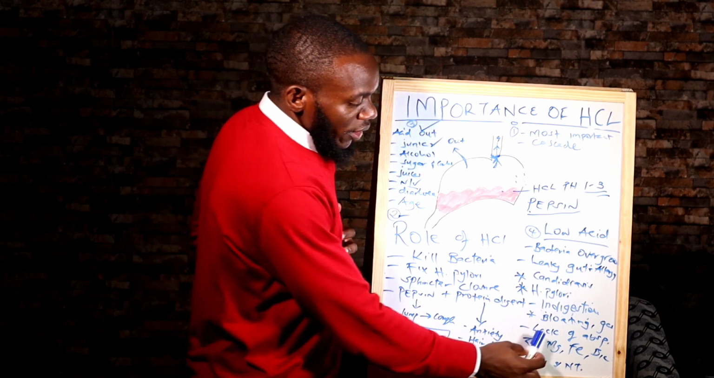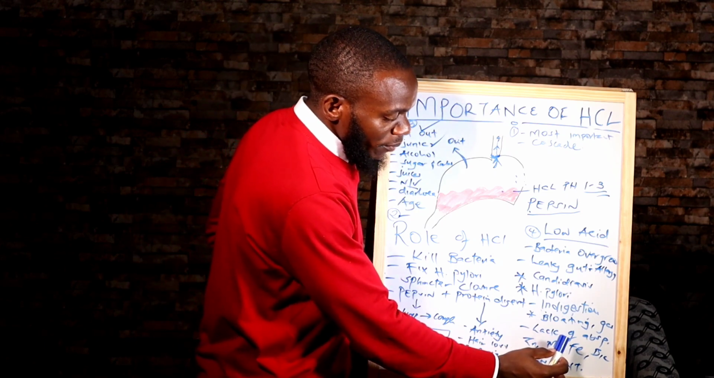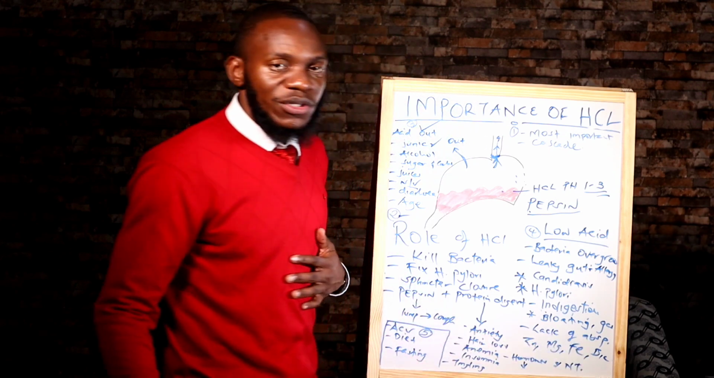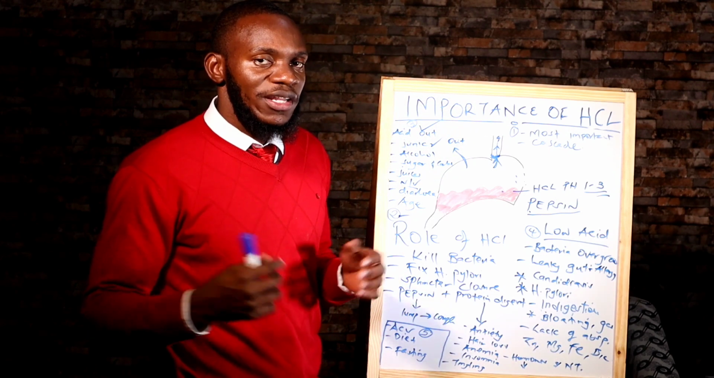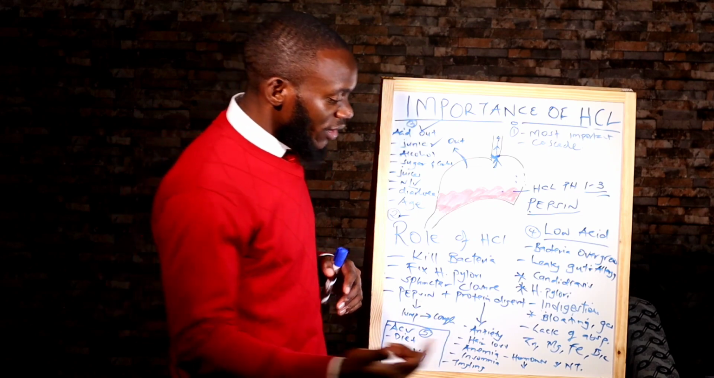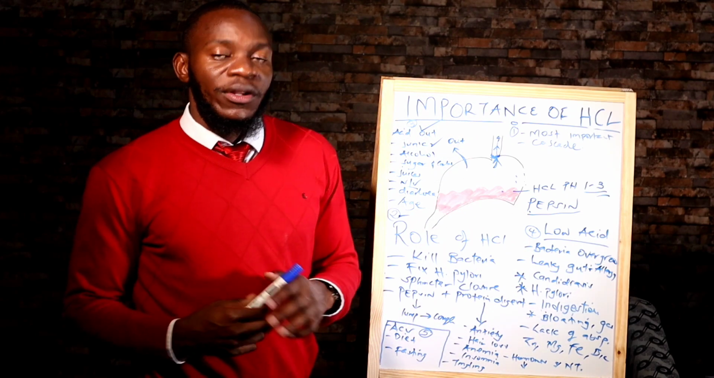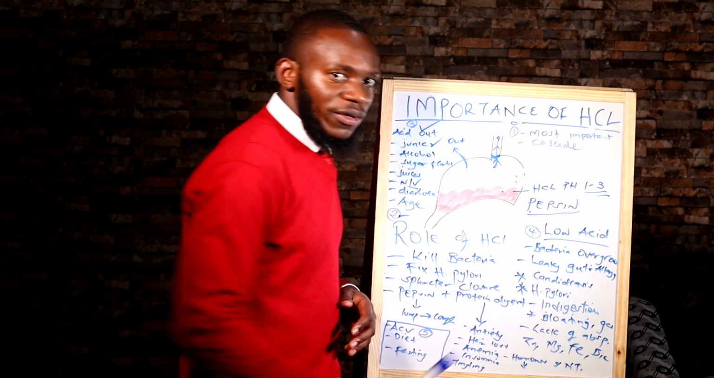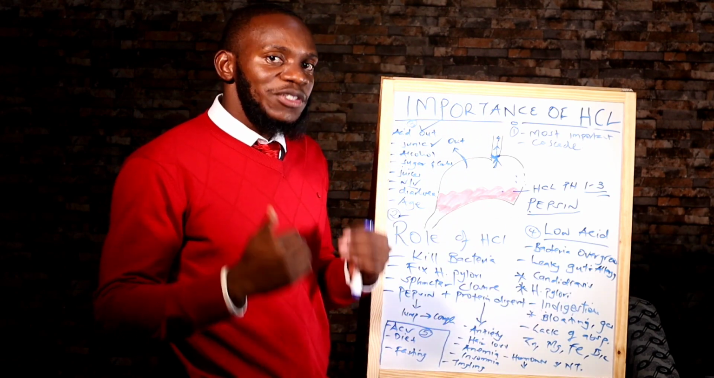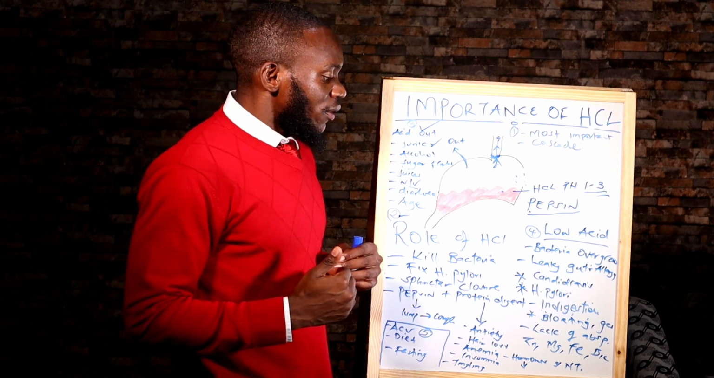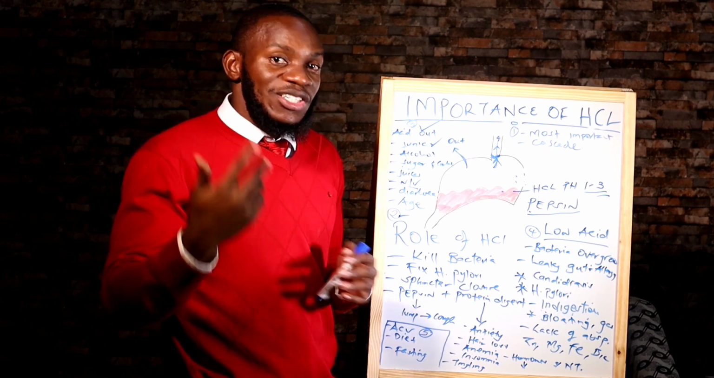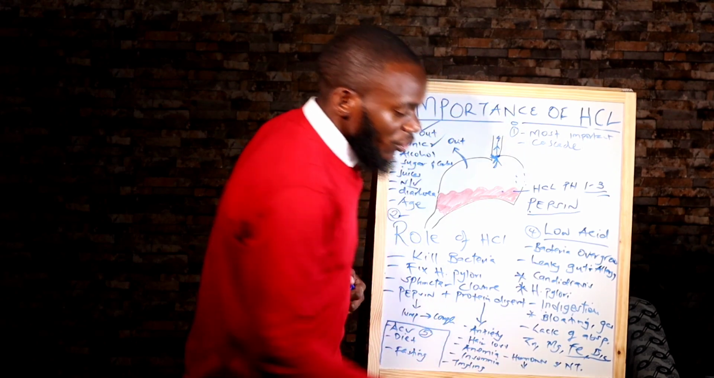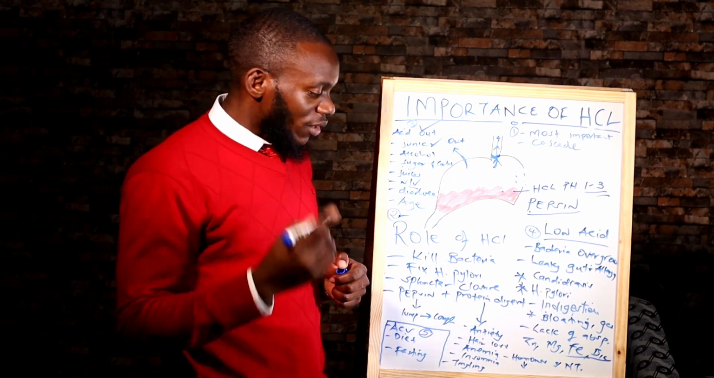Then, since we are not absorbing proteins, we also have a lack of absorption of minerals and essential ions like magnesium, potassium, zinc and iron, and also vitamin B12. So vitamin B12 and iron are the ones that, when they are in deficiency, you will have pernicious anemia. So stomach acid is very necessary for absorption of iron and vitamin B12.